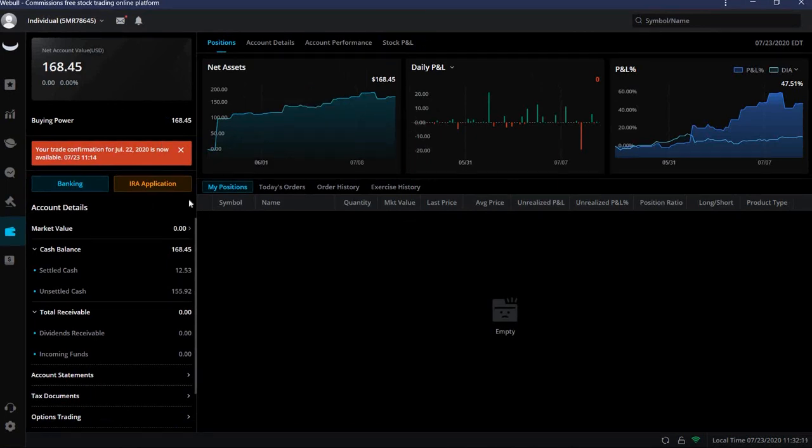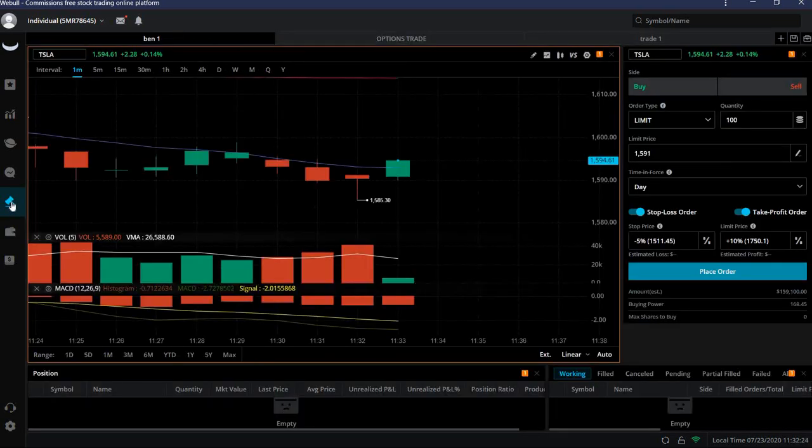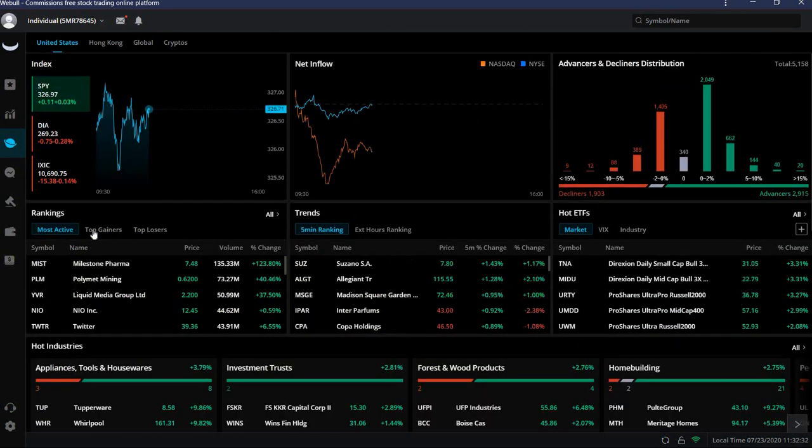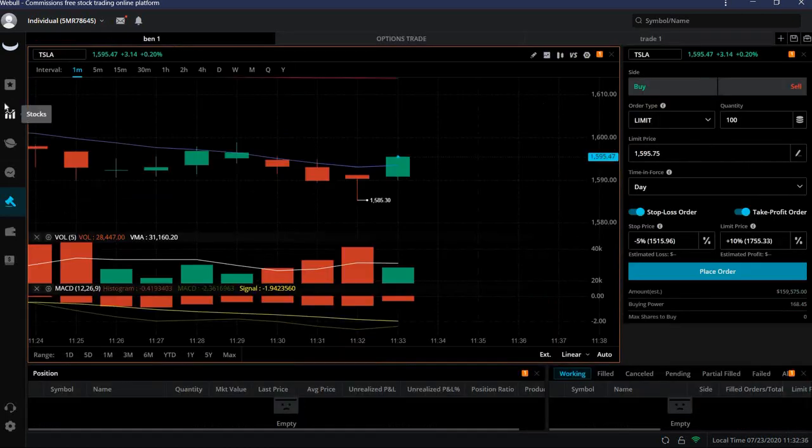The account's at 168.45. Today I have $12.53 to settle cash, but I'm not gonna do any trading today. But if I was gonna trade, and I did have all my settled funds, I think I would have definitely got into MIST.